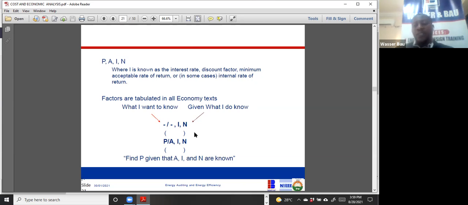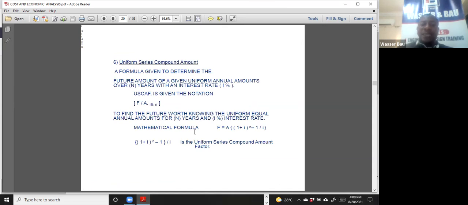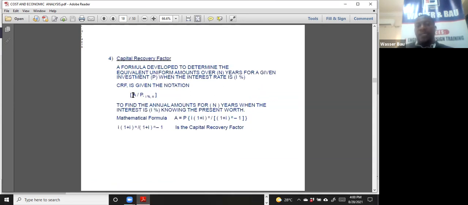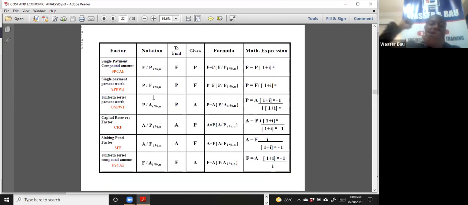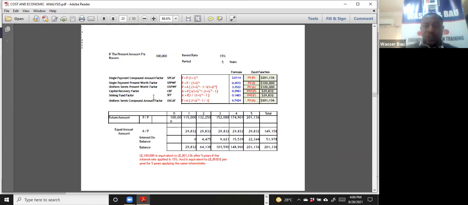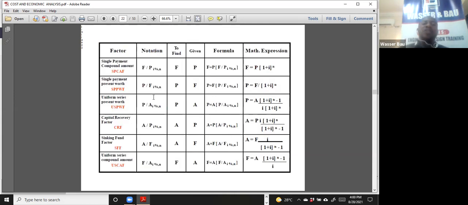Whenever you see this formula, like this one in the bracket, it simply means I'm looking for A, which is here, and I'm given P, i, and N. So this is a summary of everything I've said, and that's exactly the 1 hour I promised. After this, we're going to calculation.